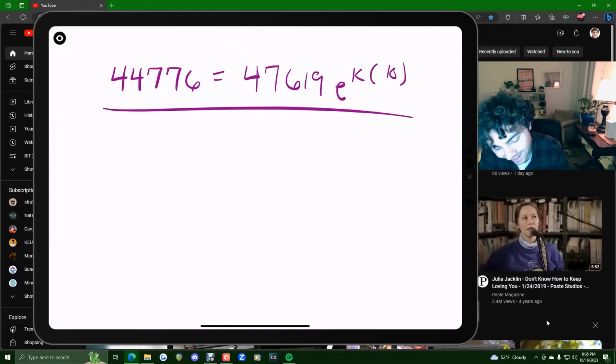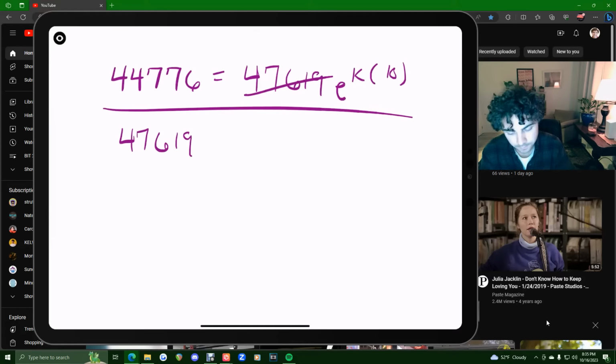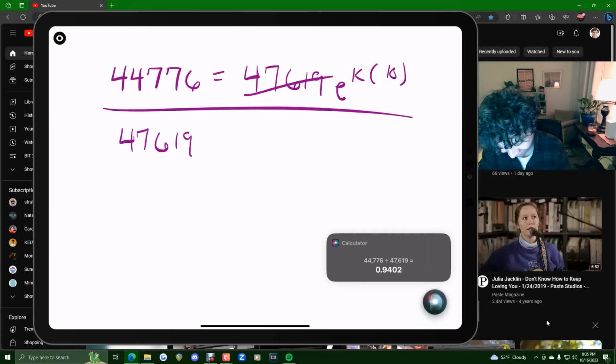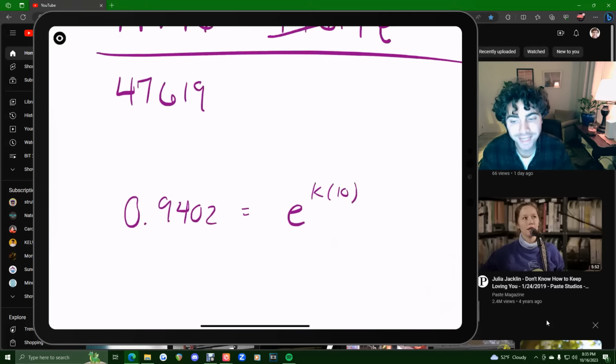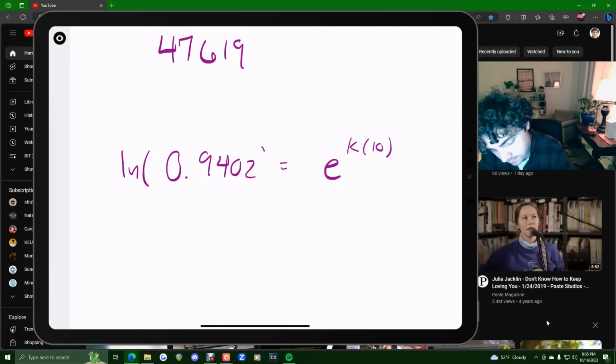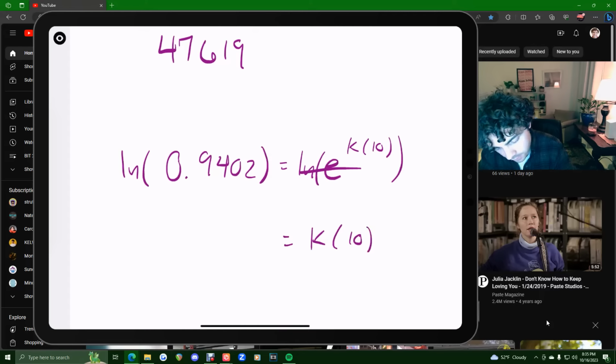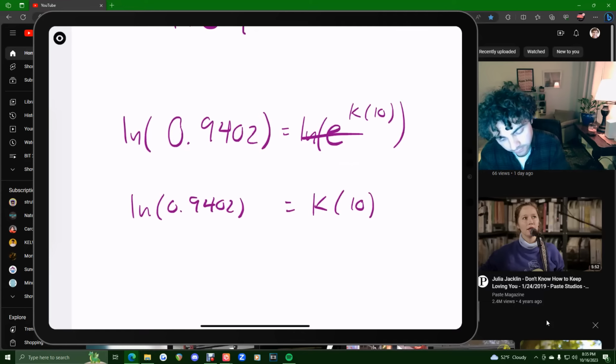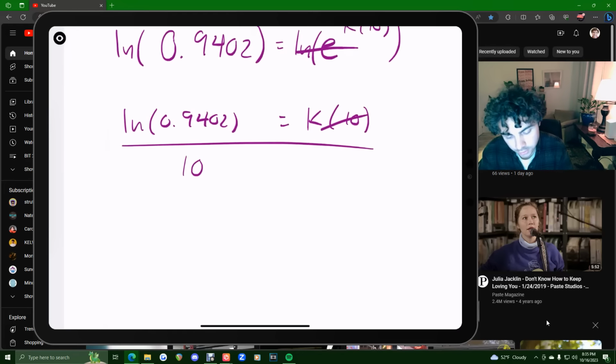We do so by dividing by 47,619, and then we have 44,776 divided by 47,619. It's approximately 0.9402. So we have this equals e to the k times 10. We want to eliminate e, so we take the natural log of both sides. Those cancel each other out. We're left with k times 10. I'm just going to leave it as natural log for now, and then to get k by itself, we divide by 10.